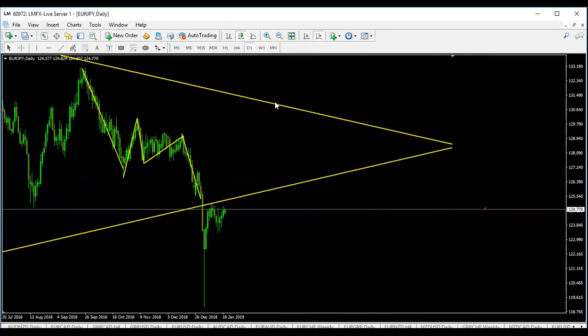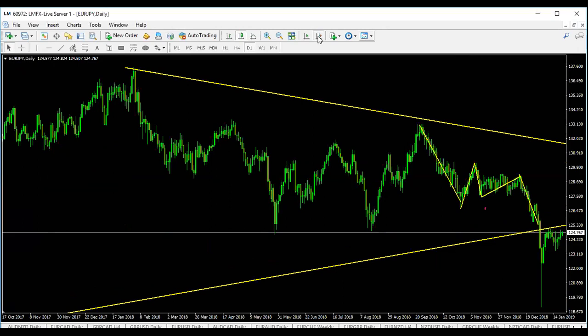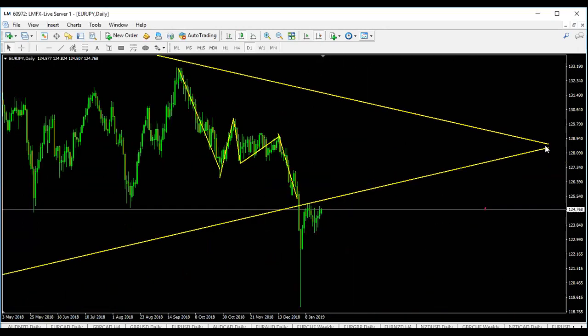Now here's another rule. The closer the market gets to the corner, to the tip of your triangle, the more powerful this move is going to be.